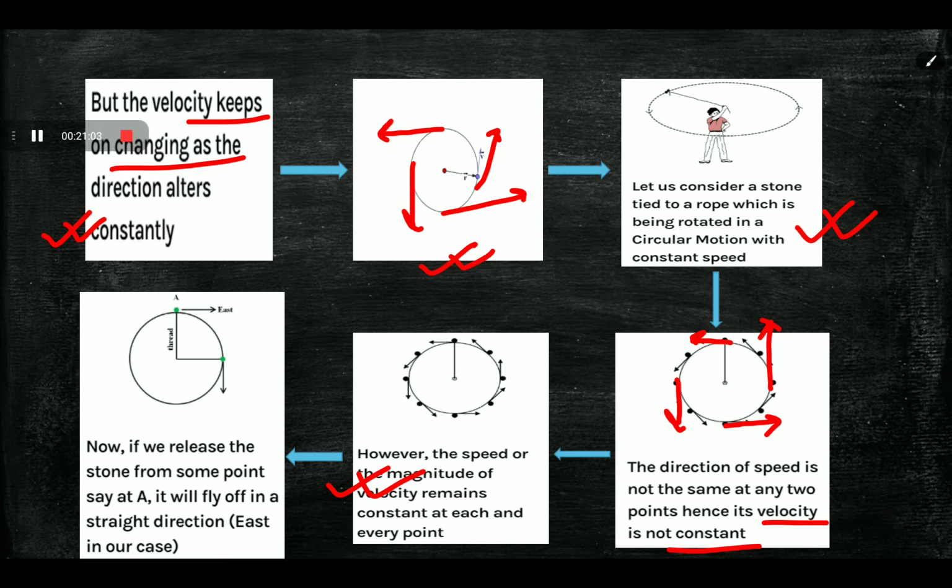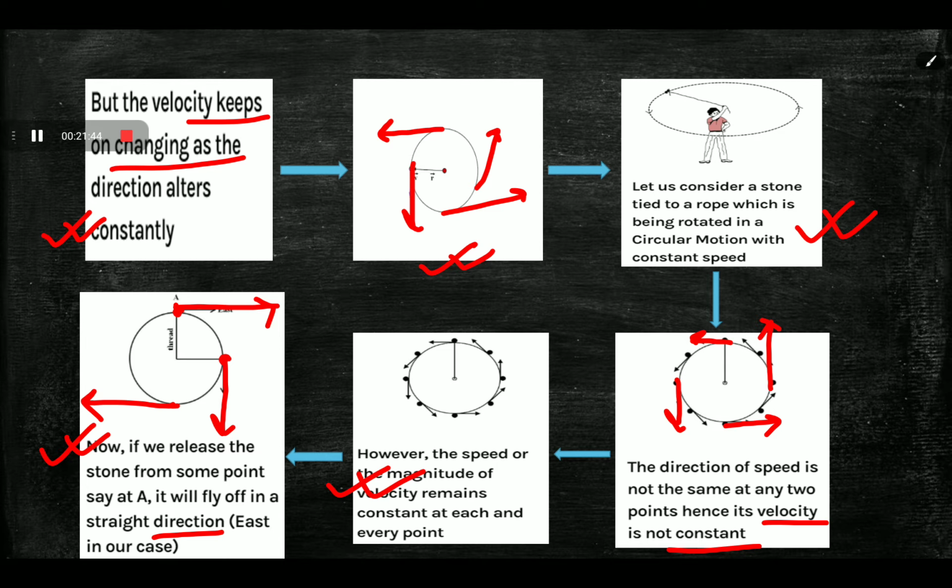It is already explained that the speed may be constant, but as the direction keeps on changing, the velocity cannot be constant. Now, one of the important points is that if we release the stone from point A, it will fly off in a straight direction. If we release the stone from this point, then it will fly off in this direction. So, the object is associated with the direction.